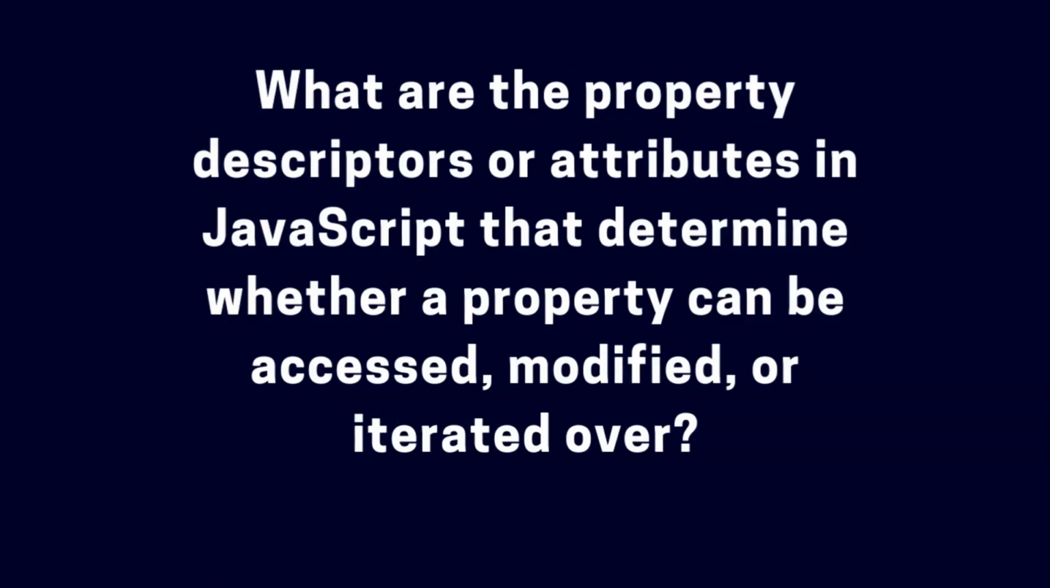What are the property descriptors or attributes in JavaScript that determine whether a property can be accessed, modified, or iterated over?